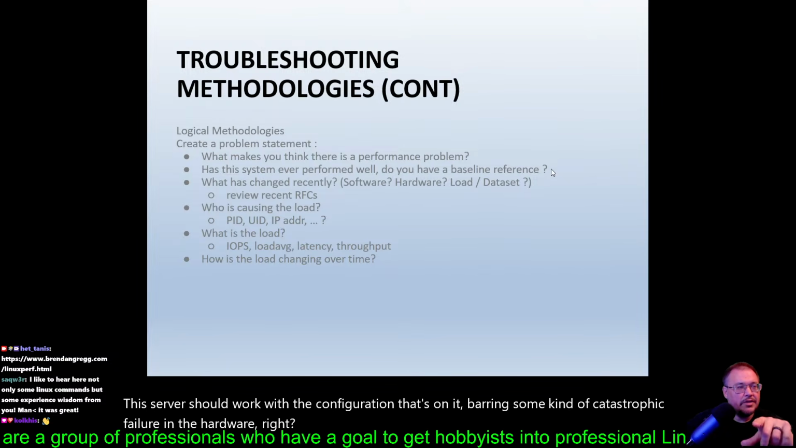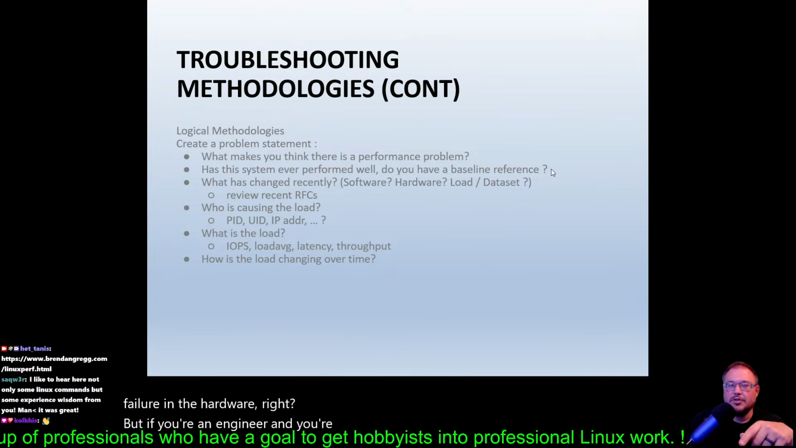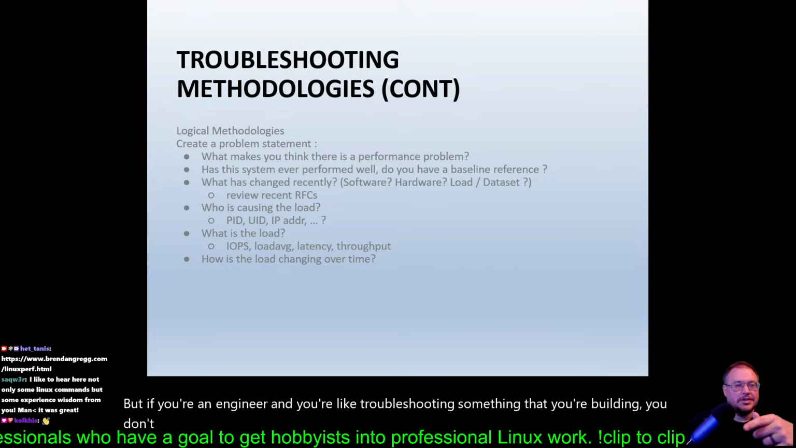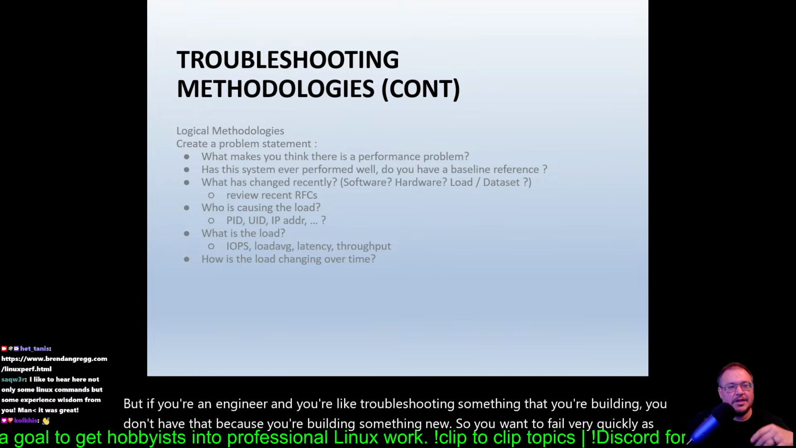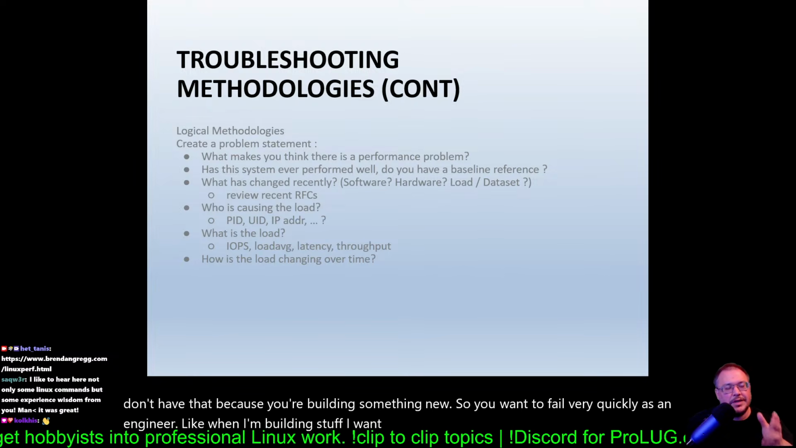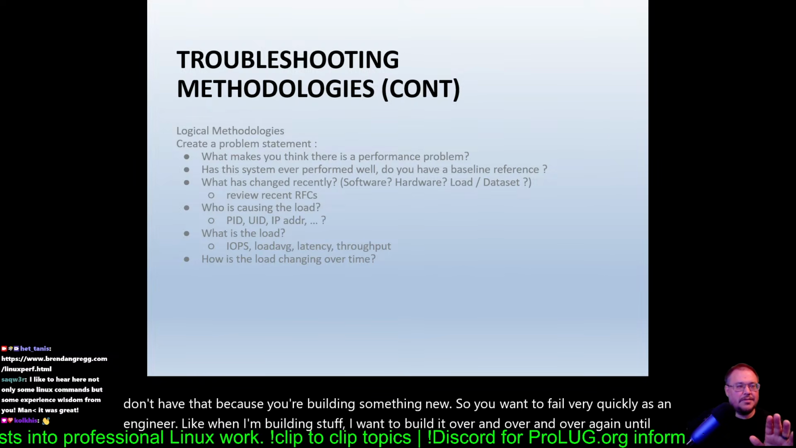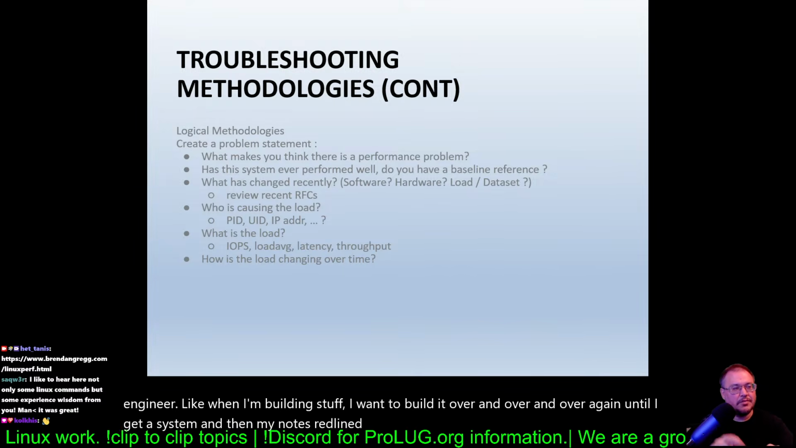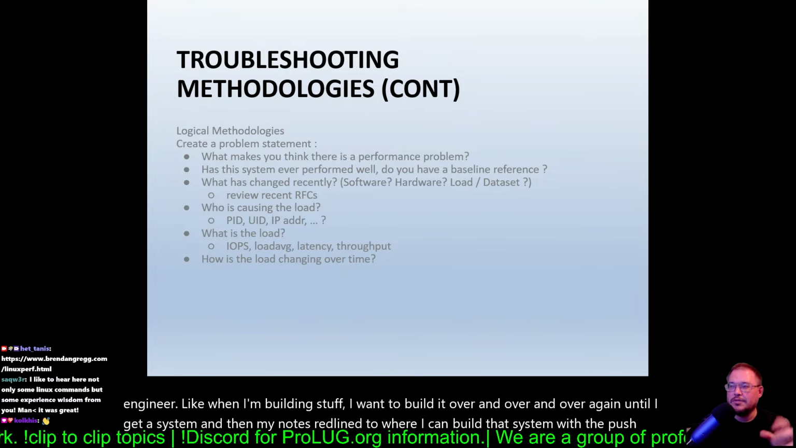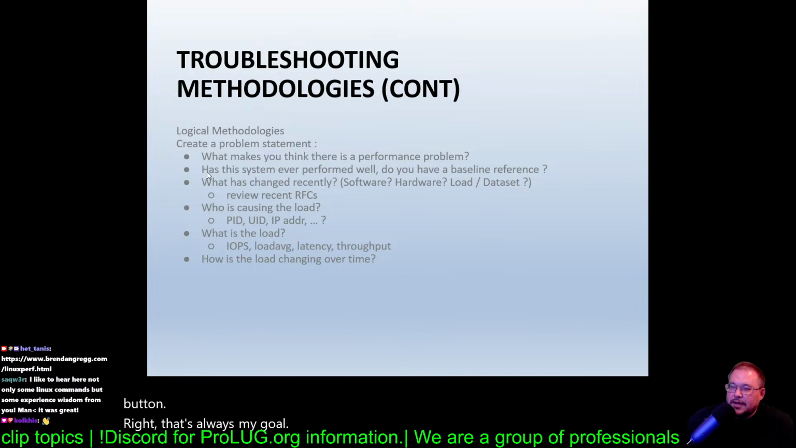But if you're an engineer and you're troubleshooting something that you're building, you don't have that, because you're building something new. So you want to fail very quickly as an engineer. Like when I'm building stuff, I want to build it over and over and over again until I get a system and then my notes redlined to where I can build that system with the push of one button, right? That's always my goal. What's changed recently?